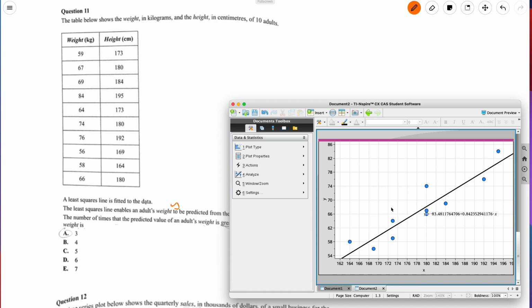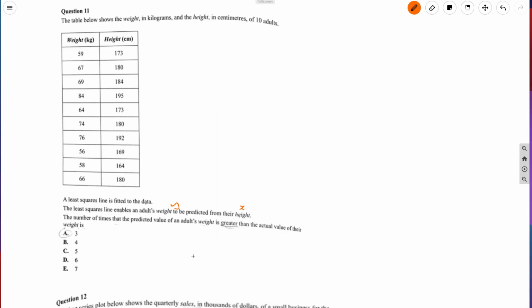And then how many dots are below the regression line, right? That would mean predicted is greater than the actual. So 1, 2, 3, 4, 5, 6 dots. So that would be D on that one there.